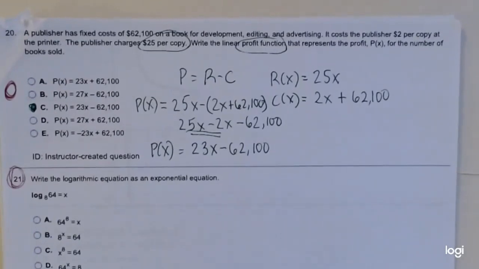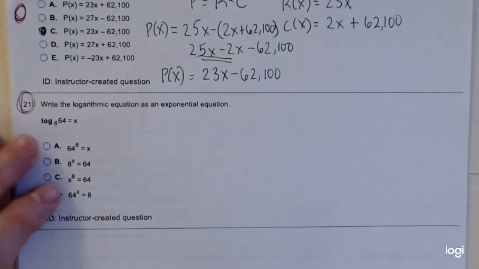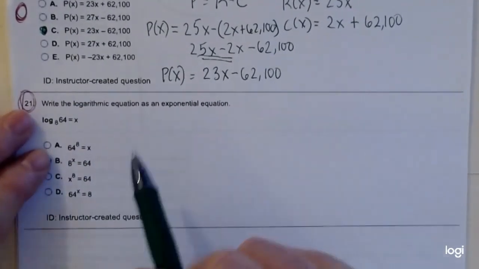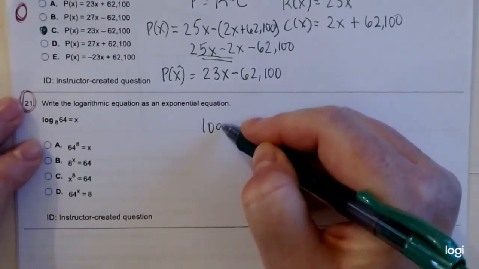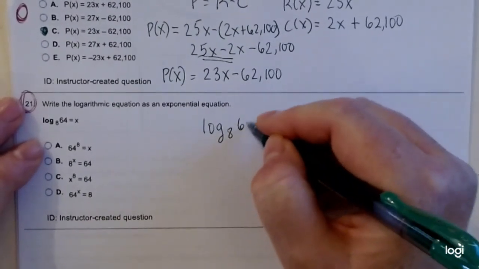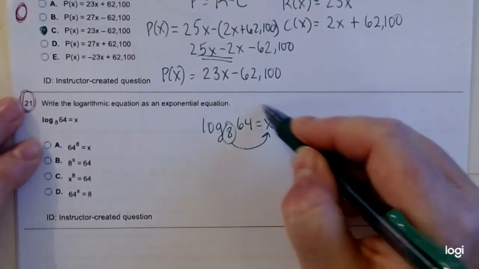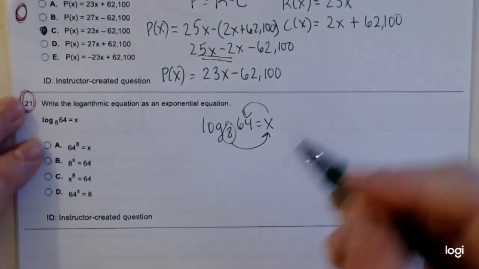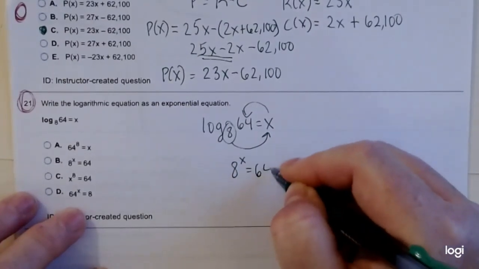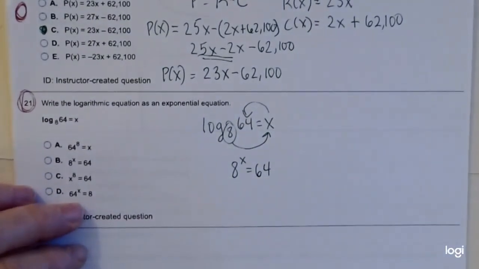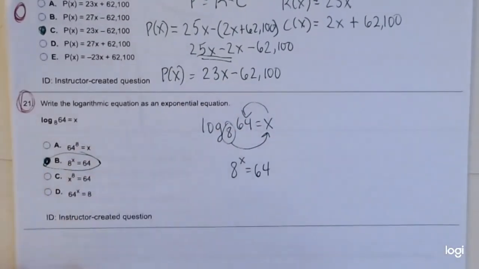The next one we're going to look at is 21. This is a simple one just to kind of refresh on the logarithm rules. Write the logarithmic equation as an exponential equation. So we have log base 8 of 64 equals x. And again, this raised to that gives us that. That's the basic equation. So we have 8 to the x equals 64. We don't even have to solve for x. We just have to rewrite it, and that one is B.